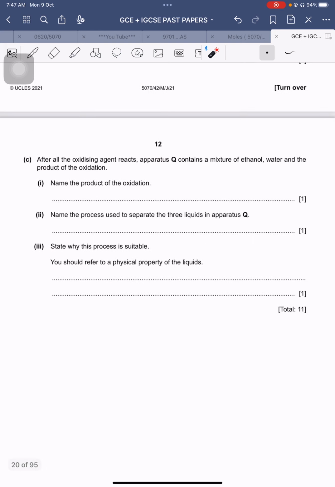Right now we are on the next page. After all the oxidizing agent reacts, apparatus Q contains a mixture of ethanol, water, and product of the oxidation. Name the product of oxidation. Right now, this is also not part of your syllabus, but I can tell it to you that whenever an alcohol is undergoing oxidation, it is producing a carboxylic acid. Okay.